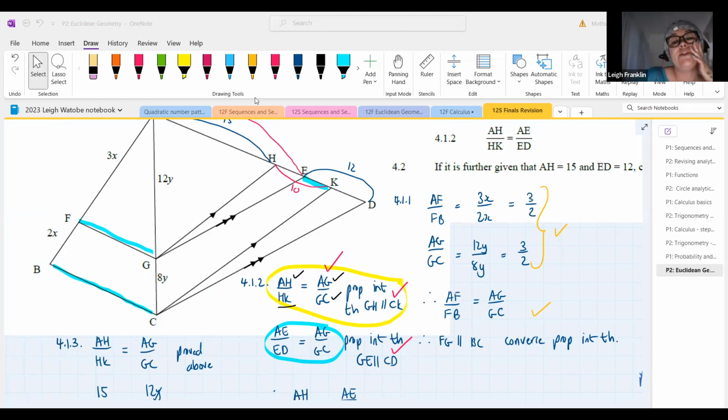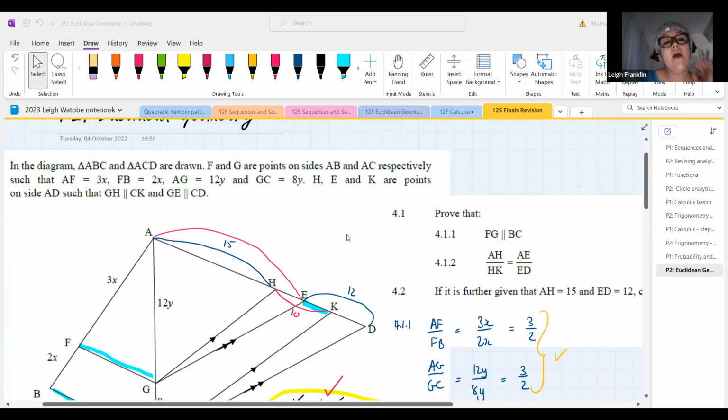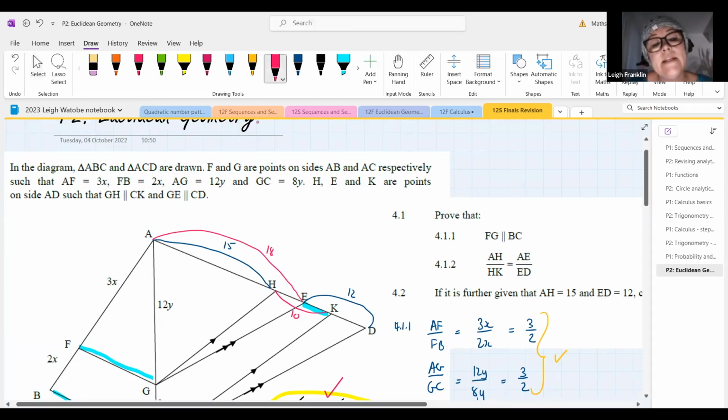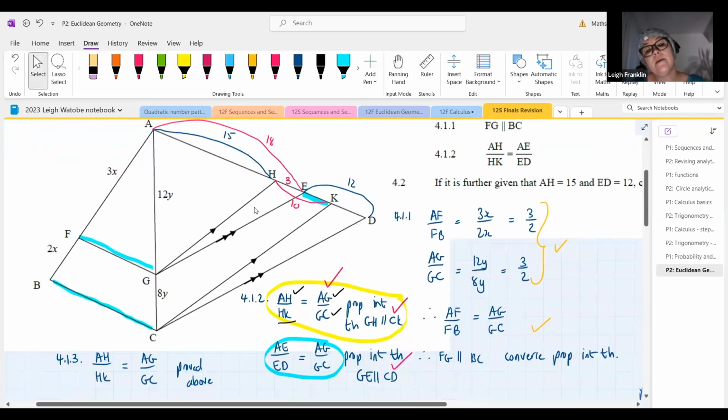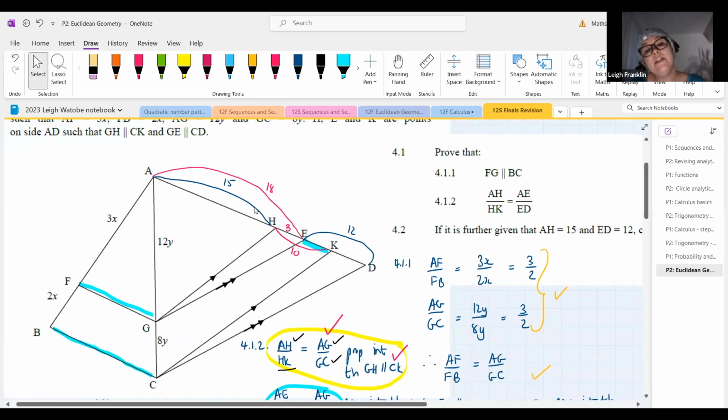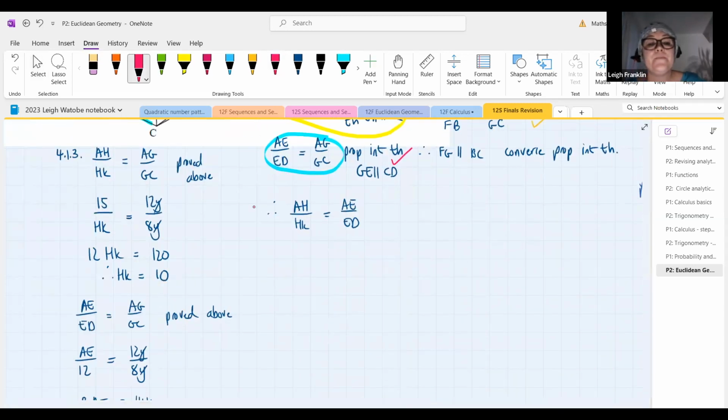It is indeed, well done. Okay, so now we know that AE is equal to 18. So that means that HE is equal to 3. Does that make sense to everybody? Because HE is equal to AE minus AH.